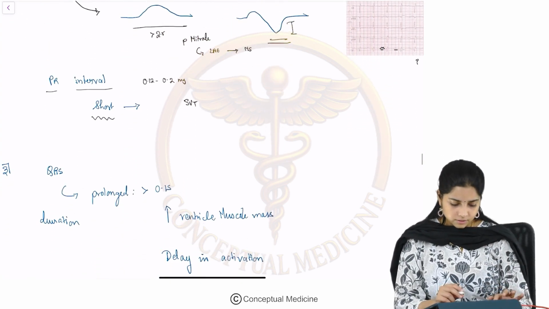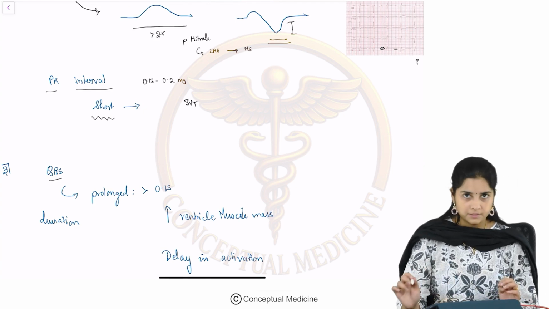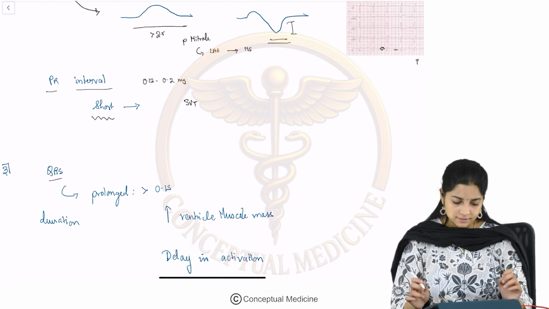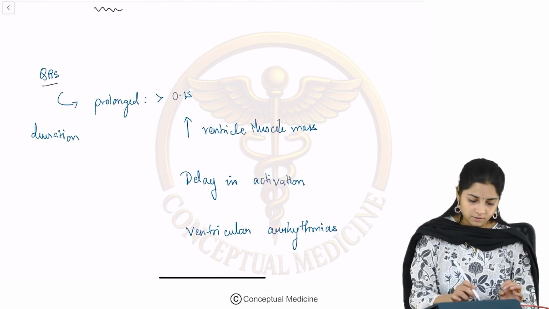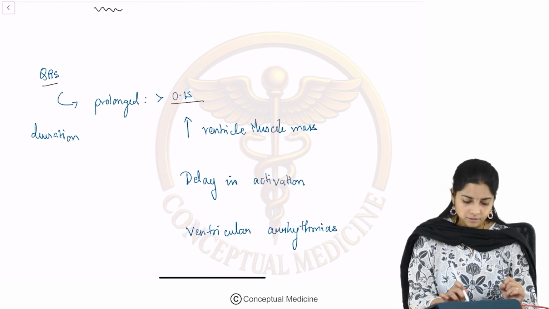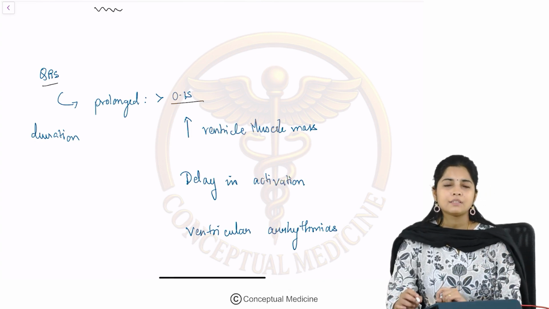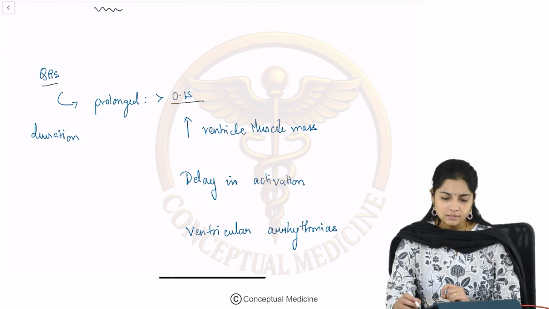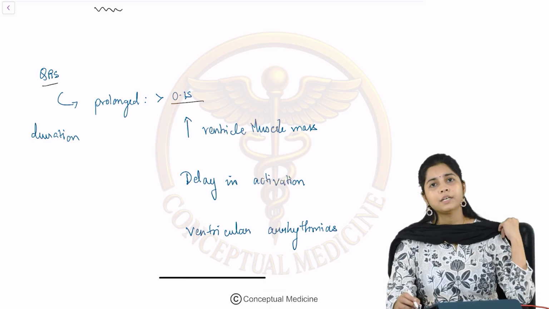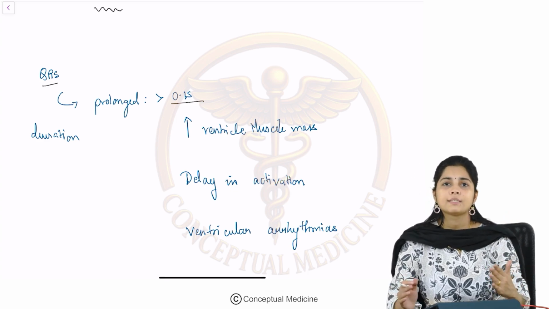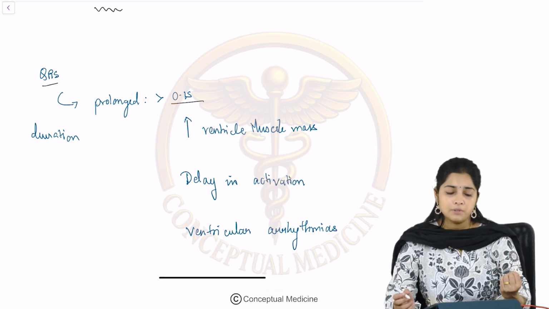Okay. Now, let us look at the QRS complex. When it comes to the abnormalities of the QRS complex, when do you call it a prolonged QRS complex? When the width is more than 0.1 seconds. The QRS complex is a result of ventricular depolarization.